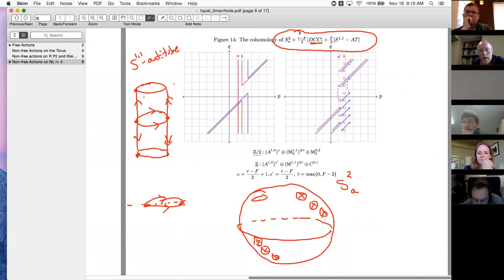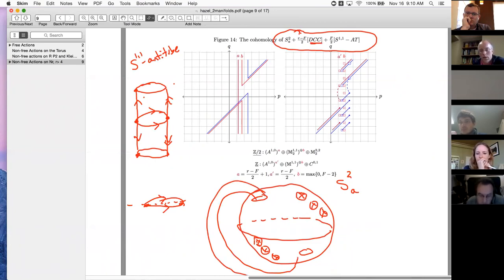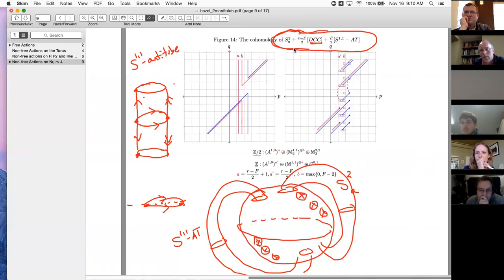So I can cut out a disk there and a disk there, and sew in one of these S11 antitubes. And I can do that a bunch of times. But that's what this means. So take an antipodal sphere, add a bunch of crosscaps, add a bunch of antitubes, you get a certain equivariant space. Okay, here's its cohomology.